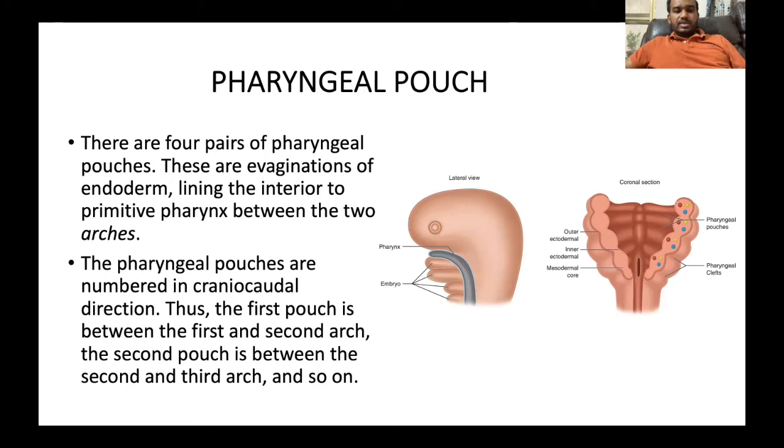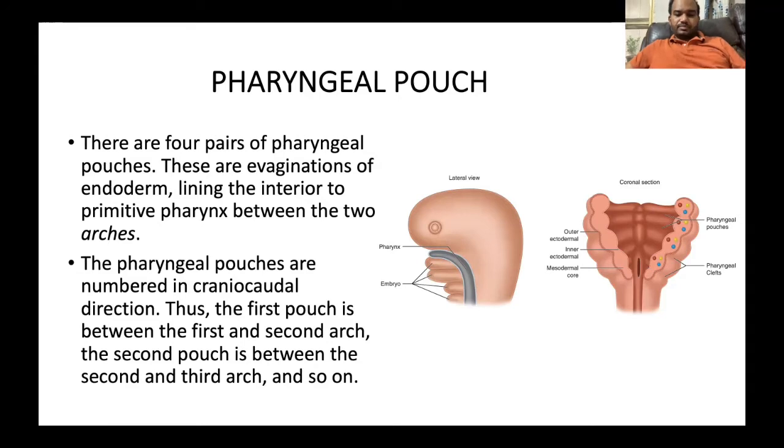The pharyngeal pouches are numbered in the craniocaudal direction: number 1, number 2, number 3, and number 4. Thus, the first pouch is between the first and second arch. So these are the arches. Between the first arch and second arch, you have the first pouch. Between the second and third, you have the second pouch. Between the third and fourth, you have the third pouch. And between the fourth and sixth, you have the fourth pouch.